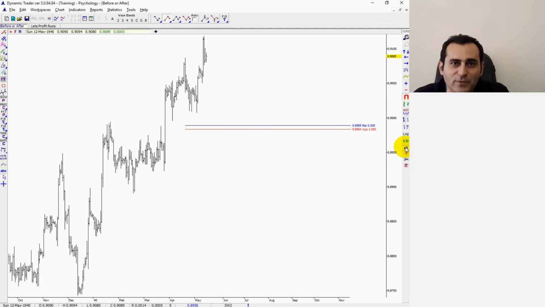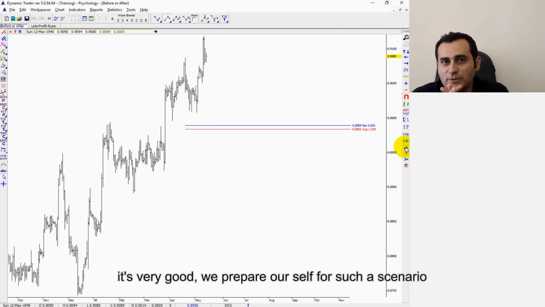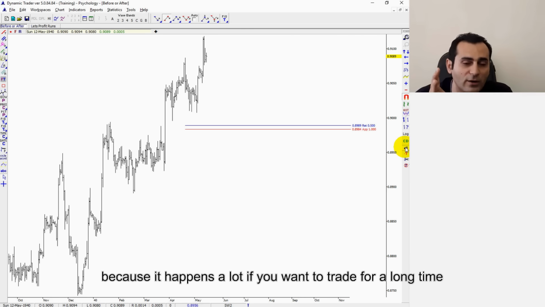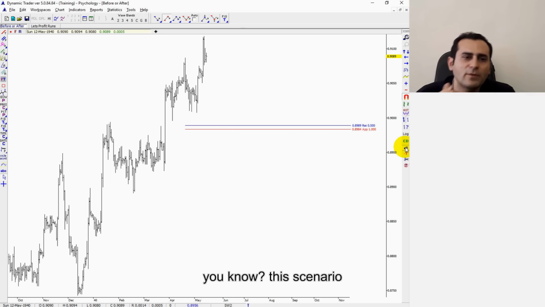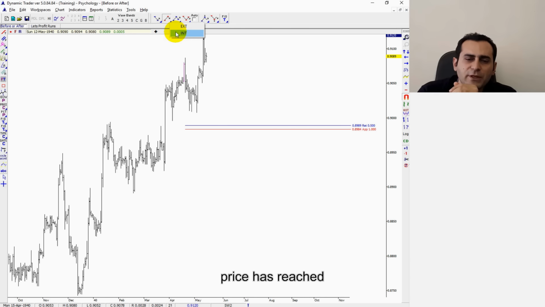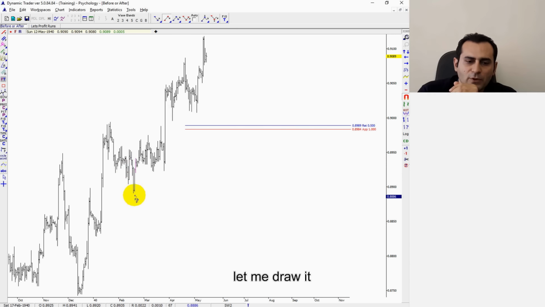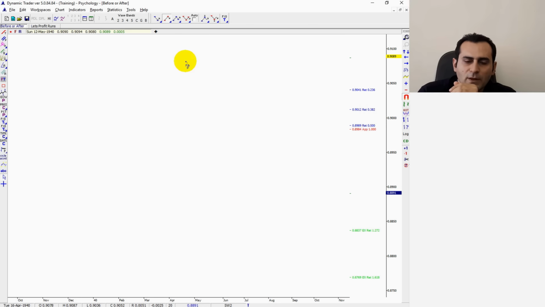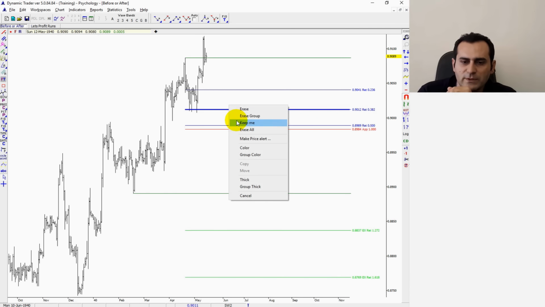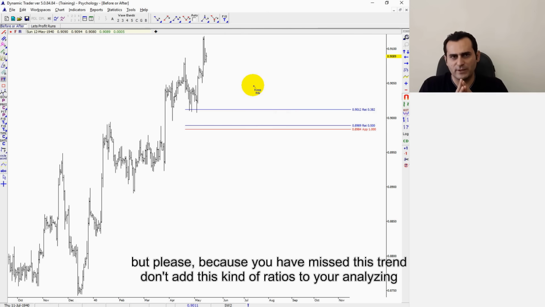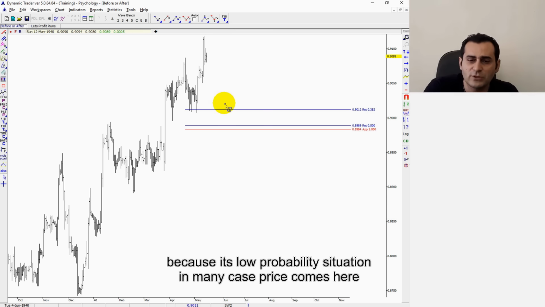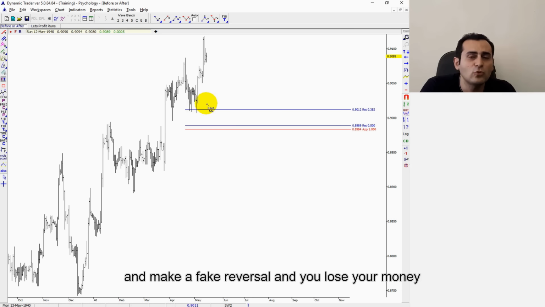This scenario happens, and it's very good to be prepared for such scenarios, because it happens a lot if you want to trade for a long time. In this scenario, price has reached these ratios. Let me draw it. These ratios. You can see 38%. But please, because you missed this trend, don't add this kind of ratios to your analyzing, because this is a low probability situation. In many cases, price comes here and makes a fake reversal and you lose your money.